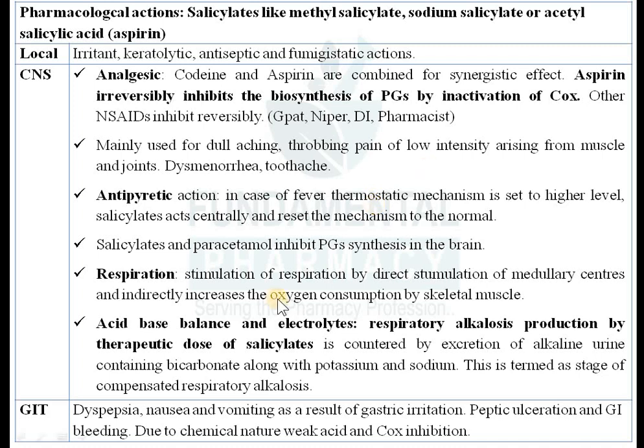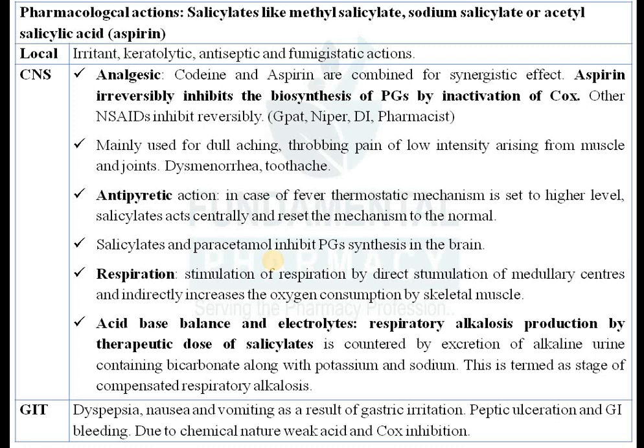Again, what is the effect of aspirin on acid base balance? Remember, aspirin will cause respiratory alkalosis, and it will cause metabolic acidosis. Okay, there are two opposite terms.